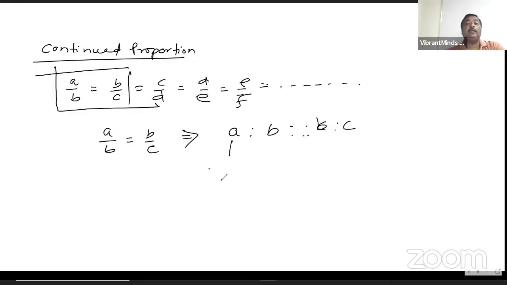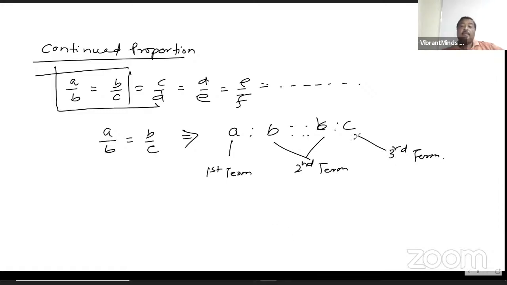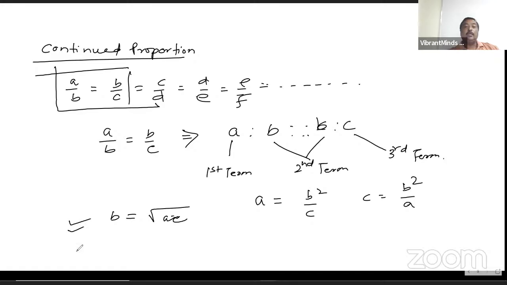Here A is your first term, B is the second term, and C is the third term. So A and C here are known as extreme terms, B is known as the mean term. So suppose if we have to find A, what will it be? B square by C. If we have to find C, it will be B square by A. But suppose if we have to find B, B will be what? It will be under root AC. And this is known as a mean term.